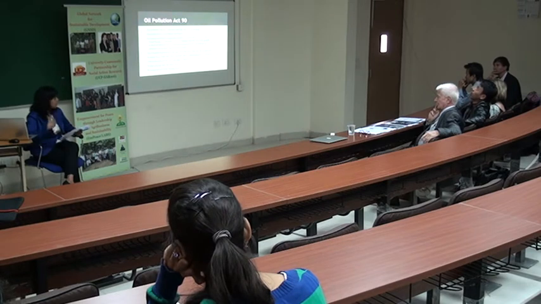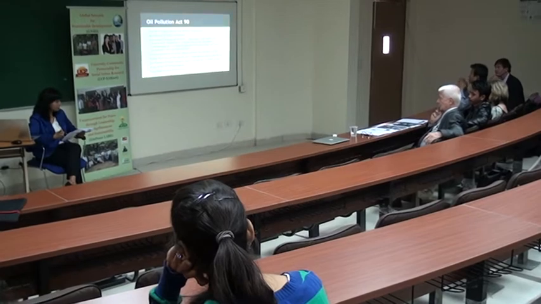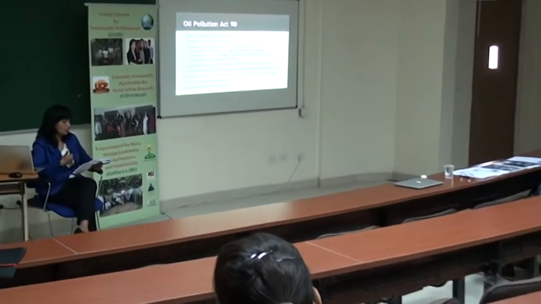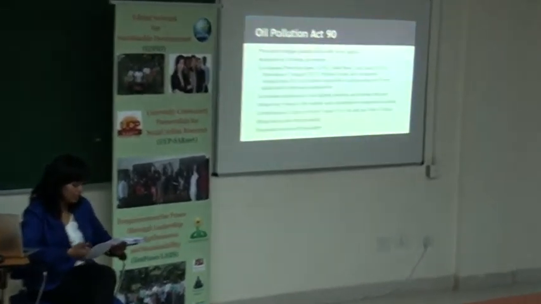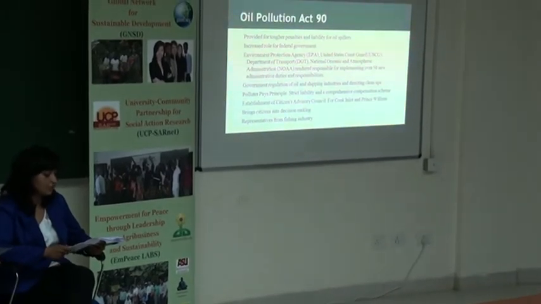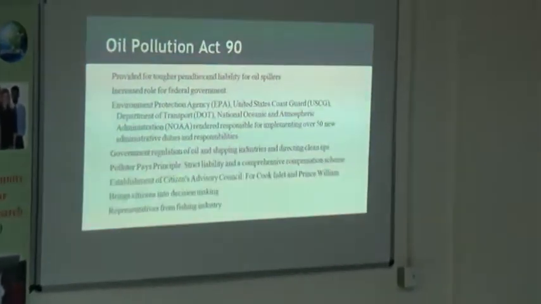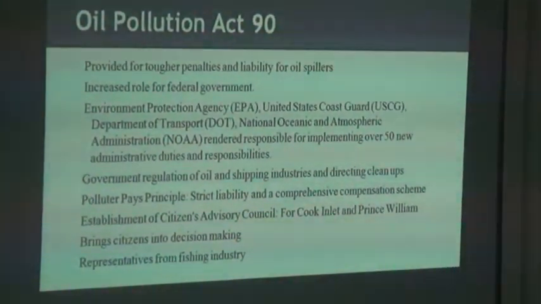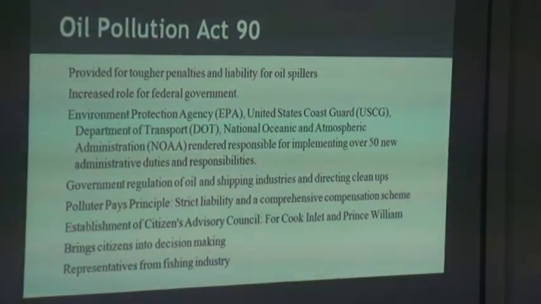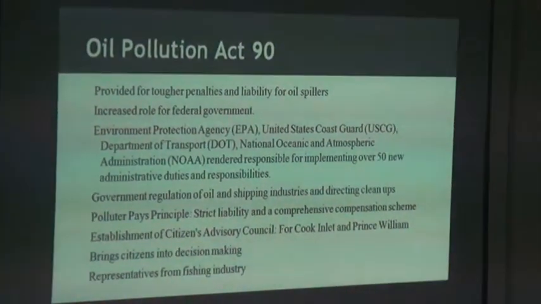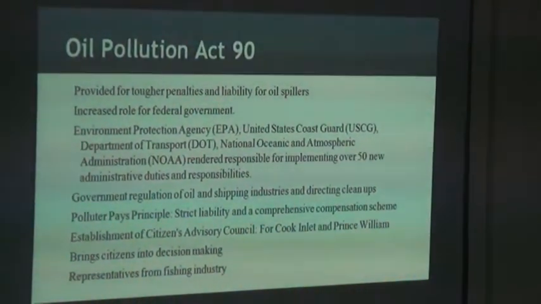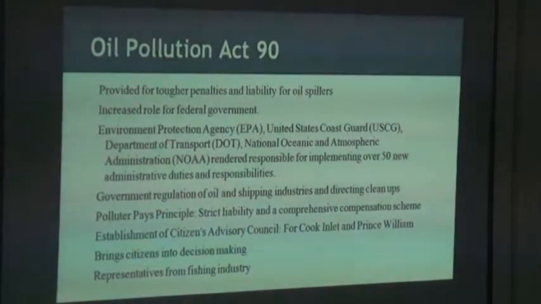years to implement. Several government agencies, like the Environmental Protection Agency (EPA), the United States Coast Guard, the Department of Transport, the National Oceanic and Atmospheric Administration's Office of Response and Restoration, and the Mineral Management Service, were all made responsible for implementing over 50 new administrative duties and responsibilities. Now, many of these new duties also tended to fall into a bureaucratic trap, with not enough manpower to introduce and implement these changes.